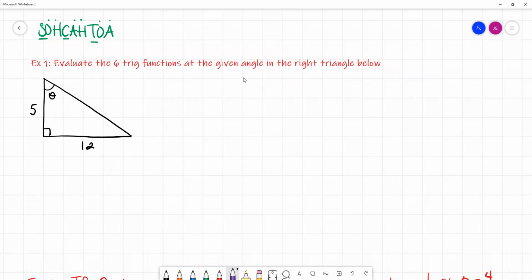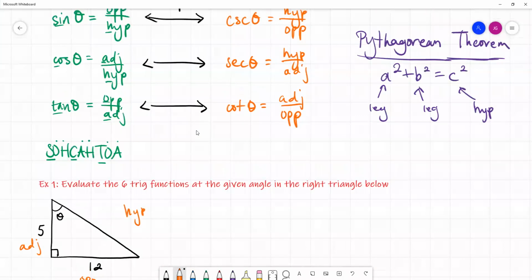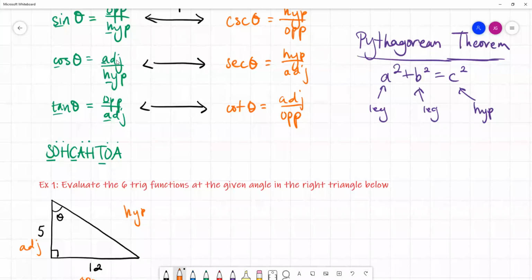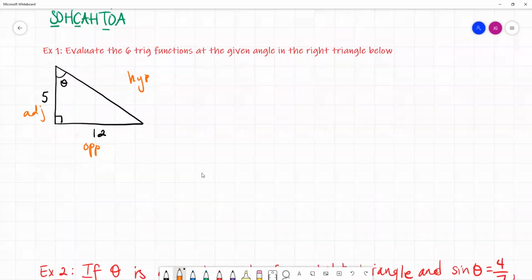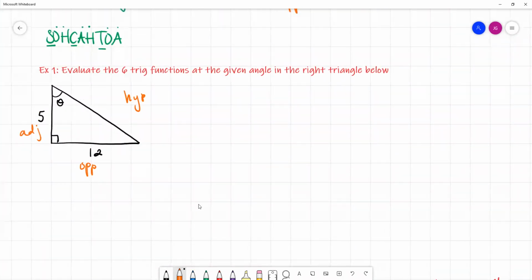Before we do that, let's label our sides using the opposite, adjacent, hypotenuse, right? So if theta is here, then this side is the opposite side, this side right here is the adjacent, and this side is the hypotenuse. Before we can continue, remember that a lot of our trig ratios use the hypotenuse, but we don't know the hypotenuse. So we need to figure that out first, and we can use the Pythagorean theorem to do that.